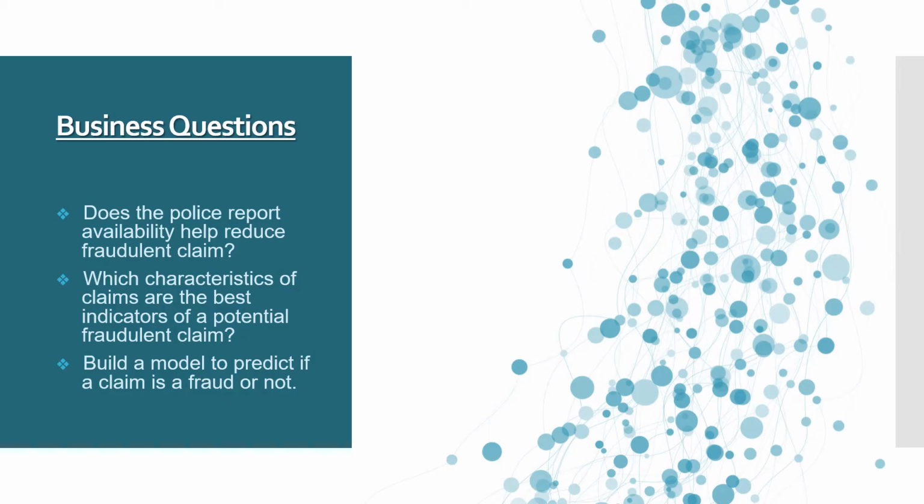The questions I'm going to use for my analysis are: does the police report availability help to reduce fraudulent claims? Which characteristics of a claim are the best indicator of a potential fraudulent claim? And build a model to predict if a claim is a fraud or not.